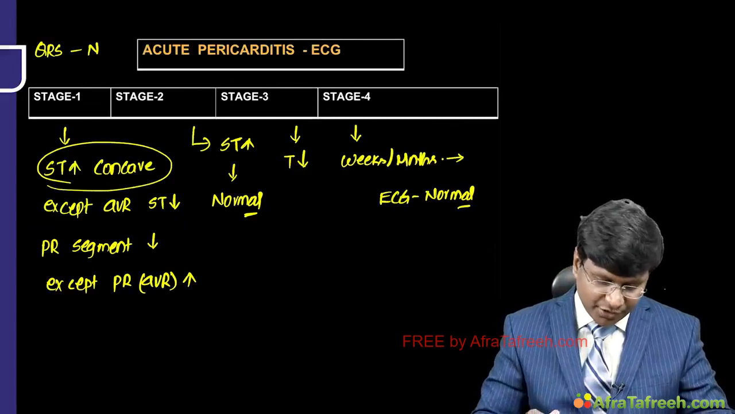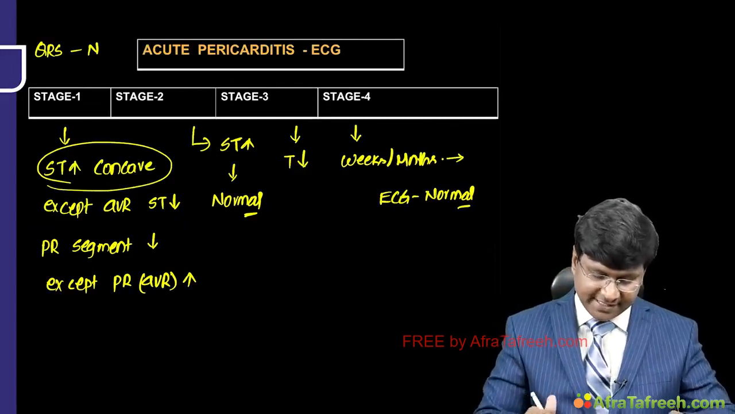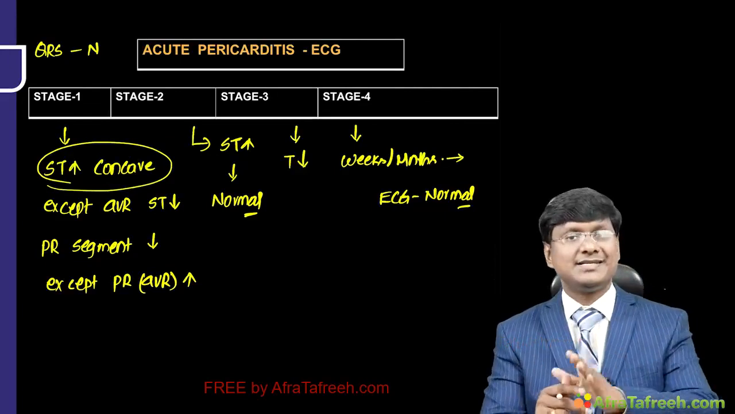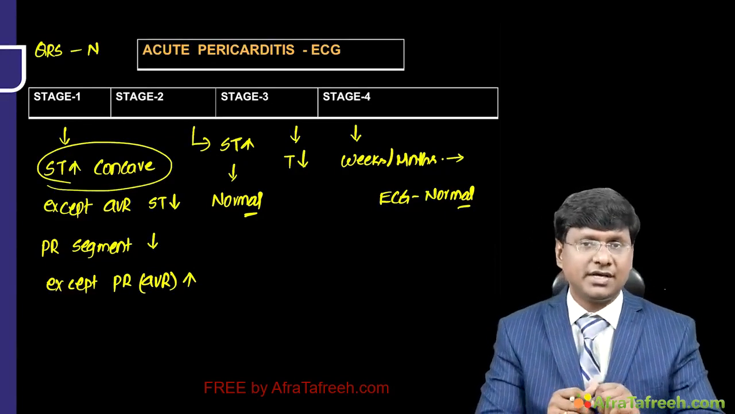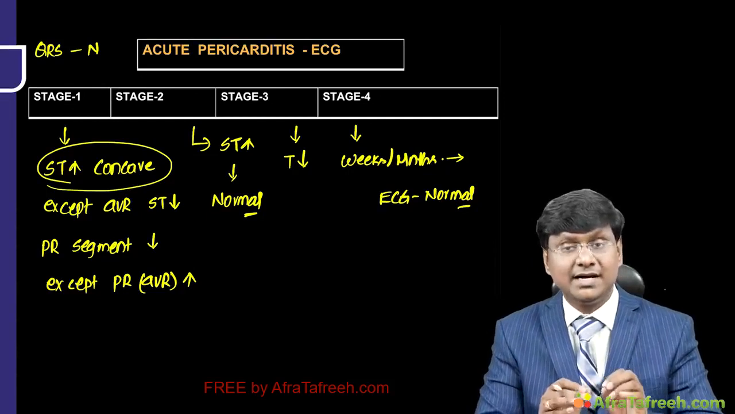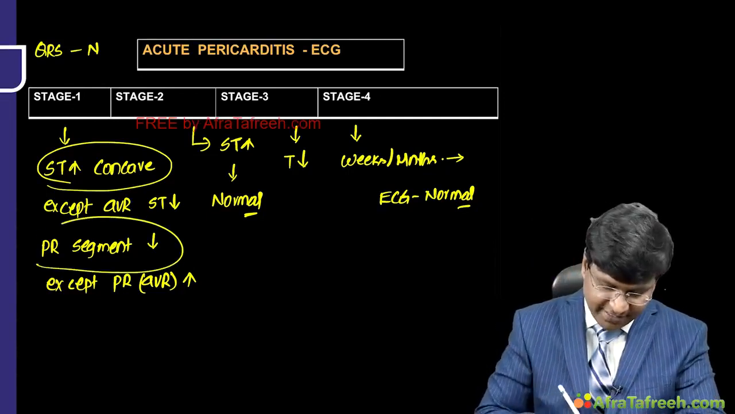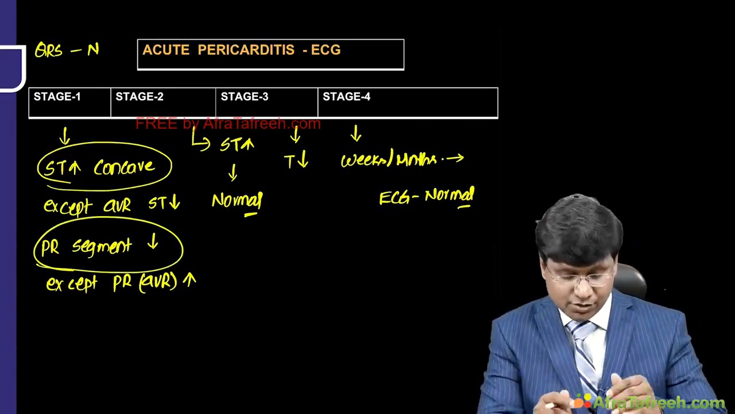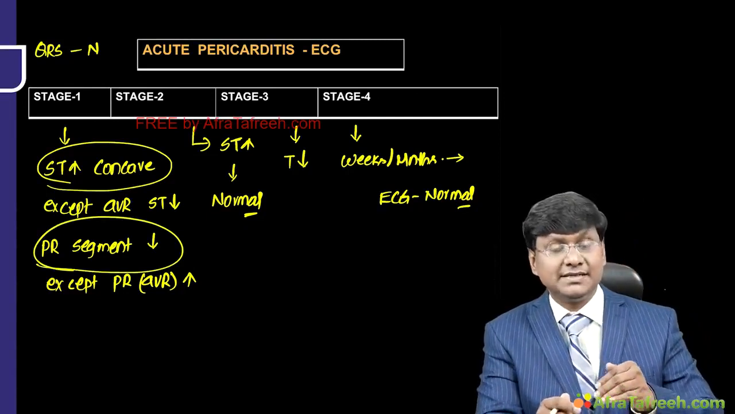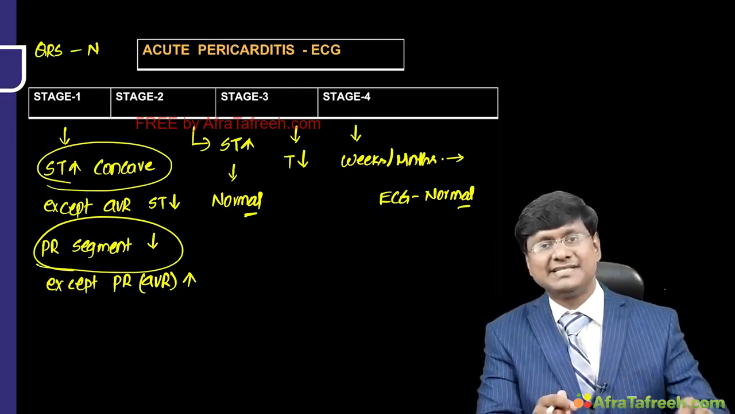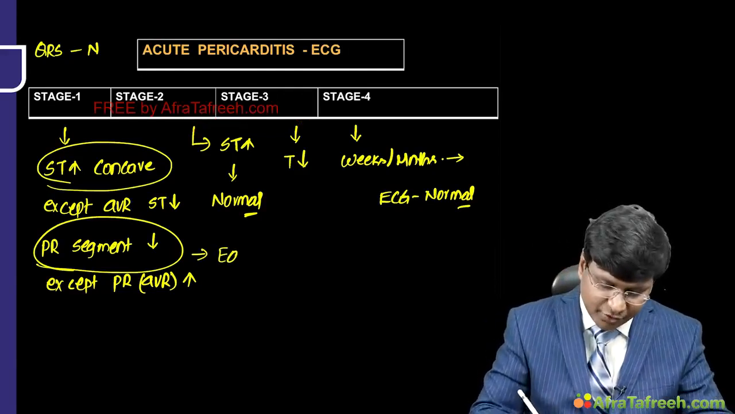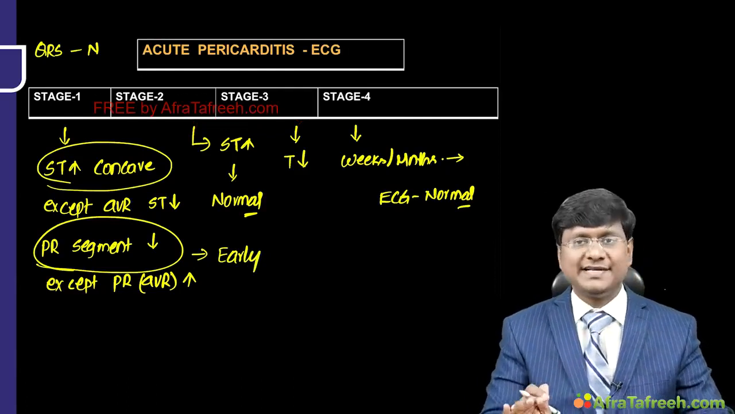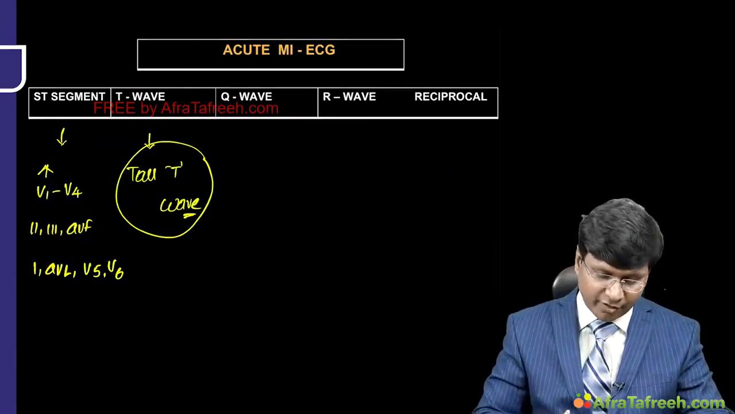And one point you have to understand in acute pericarditis is, what will be the earliest ECG change? Remember, it is not the concave ST segment elevation. Okay, the early change will be the PR segment depression. So the PR segment depression may occur prior to the ST segment elevation. Okay, this will be the early change in acute pericarditis, and after that you get ST segment elevation, which is of concave morphology.